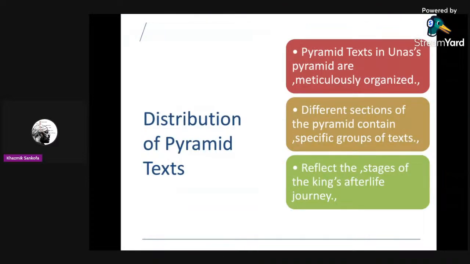So the texts are meticulously organized, right? Different sections contain specific groups, and different sections reflect the stages of the king's afterlife. I understand this might be a little tedious, but it's really about trying to understand what the pyramid texts are. So I'm okay with that.